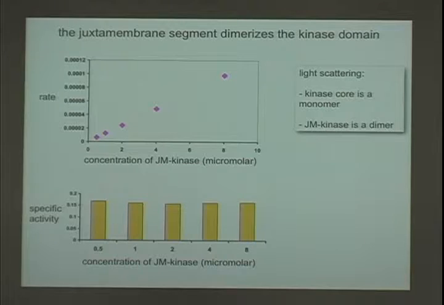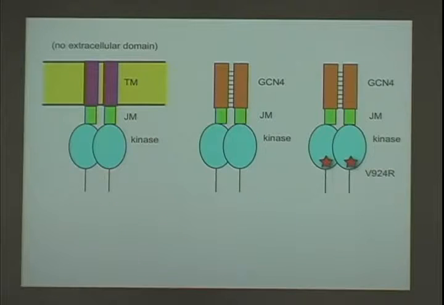So in order to, again, test how good this is as a dimerization, what we did is to make the following constructs. The first construct we made includes the transmembrane domain, the juxtamembrane domain, and the kinase domain, but no extracellular domain. Now, it's known from the work of others that if you remove the extracellular domains, you activate the kinase. So we expect this to be active, and it is.